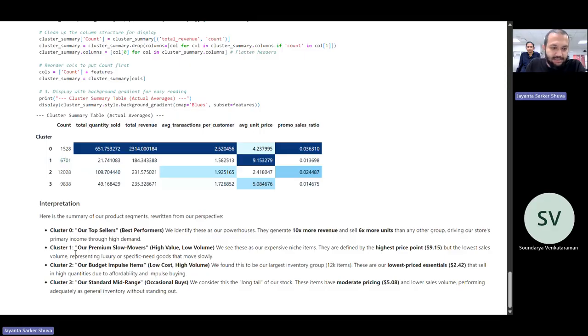And if we see cluster number 1, those are our premium segment because their unit price is way higher, 9 CAD, but their sales are pretty low. So their customer base is very low. This set is our low cost, high volume products. Their unit cost is very low, that's why they sell more. And number 3 is the standard mid-range or occasionally bought products. These are at a moderate level as per their pricing and everything.